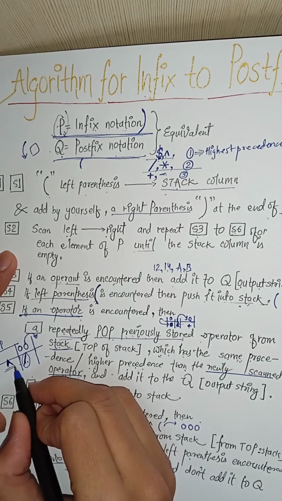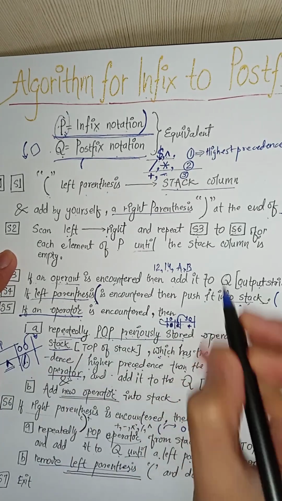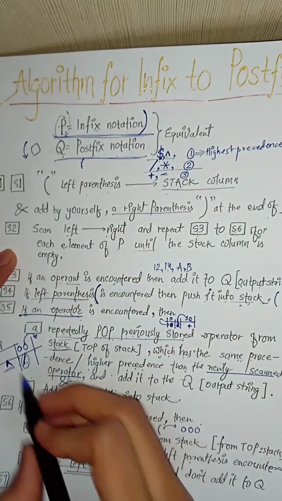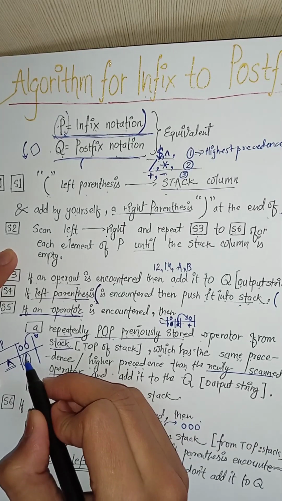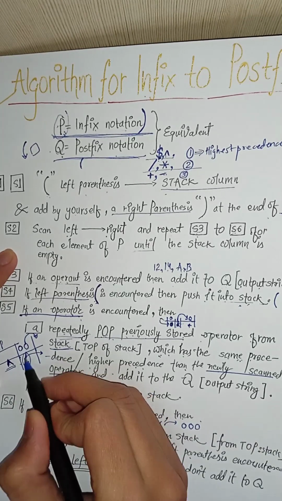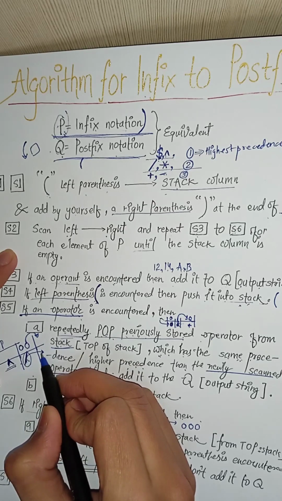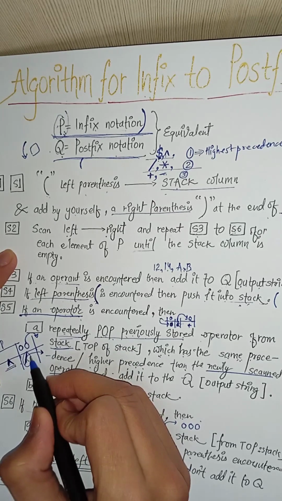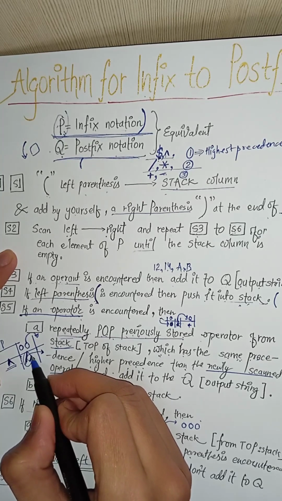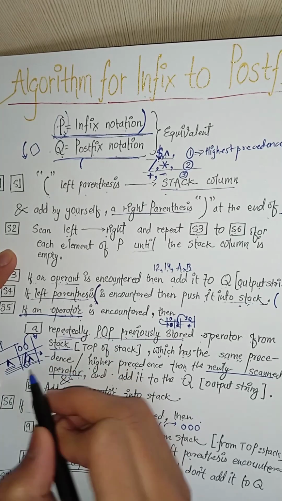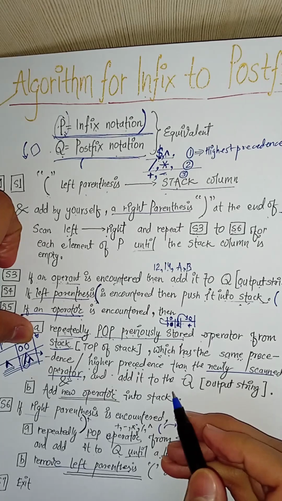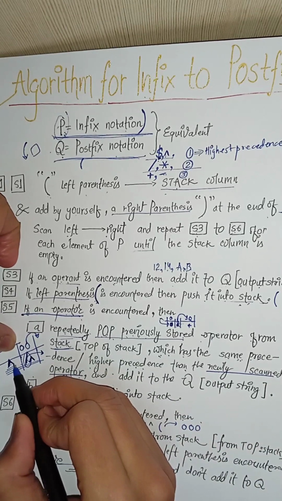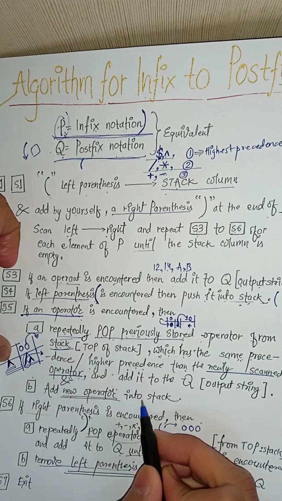But this is the power symbol, and I have told you that power has higher precedence than division, so the division will not be popped into the queue, and the power symbol will come just after it, like this. You will get to know this clearly in the example. Okay, and add the new operator, the newly scanned operator, into the stack.